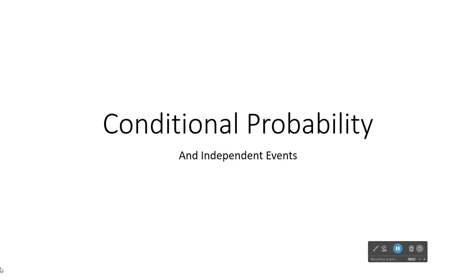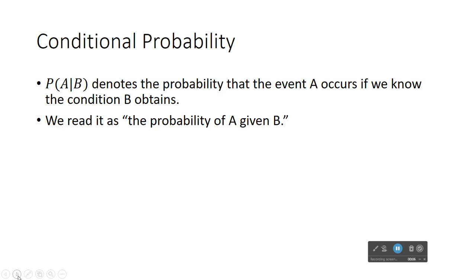In this lecture, we're going to talk about conditional probability and independent events. Let's start with a definition of conditional probability. Here we have a special symbol. This P, this probability function with A and the vertical slash and the B, denotes the probability that the event A occurs if we know that the condition B obtains.